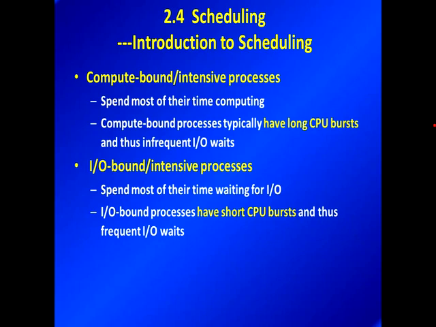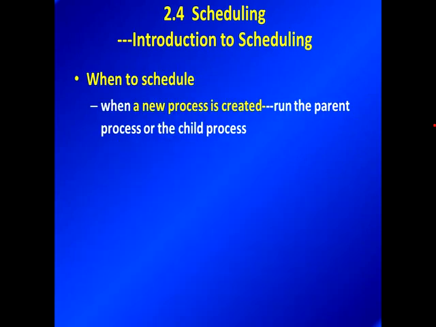So you have to understand the two categories in the computer. There are roughly two kinds of processes, and for scheduling, different scheduling algorithms may have different rules for selecting different types of processes. So we also know when to schedule, when to run the scheduler to select a process to run next.